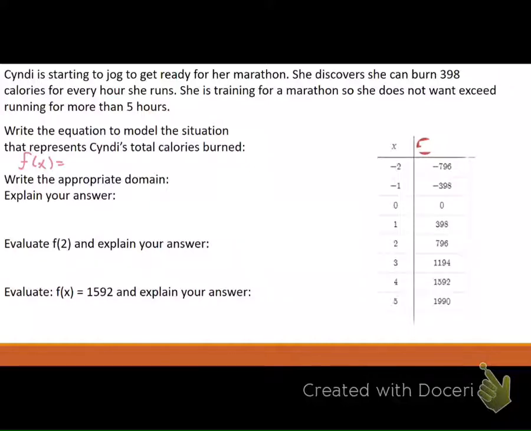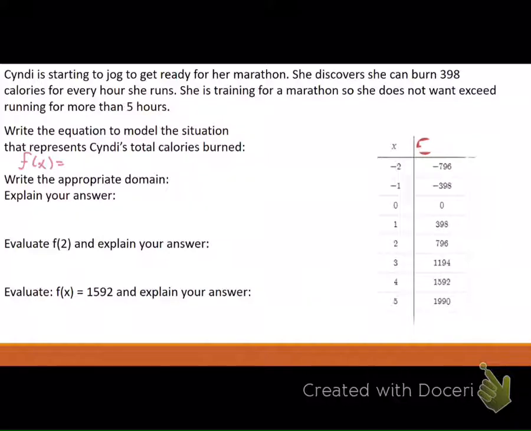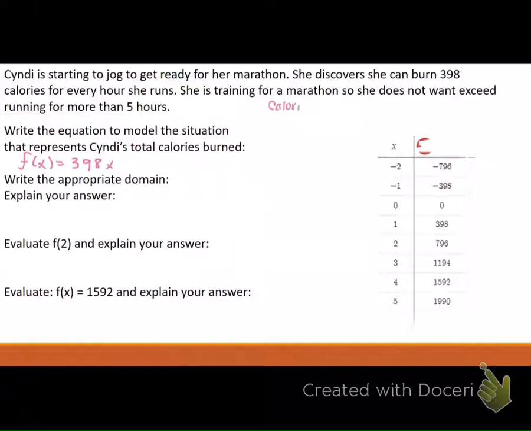How many calories does she burn? It would be 398x. Yeah. And do you burn any calories if you don't do anything? No, so our starting amount would be 0. So it's calories per hour. So x is the number of hours and y is the number of calories burned.